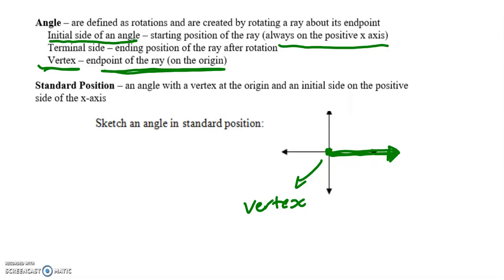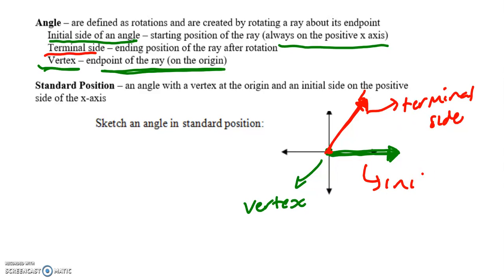And so if an angle is a rotation, we need to consider this term called a terminal side, which is the ending position of the ray after it's rotated. So picture that your ray starts here on the x-axis, and then let's say that you rotate a certain number of degrees, and your ray ends up being up here. This would be considered the terminal side. So this is your terminal side. And notice they're both rays, because again, from geometry, an angle is made up of two rays. This was your initial side.